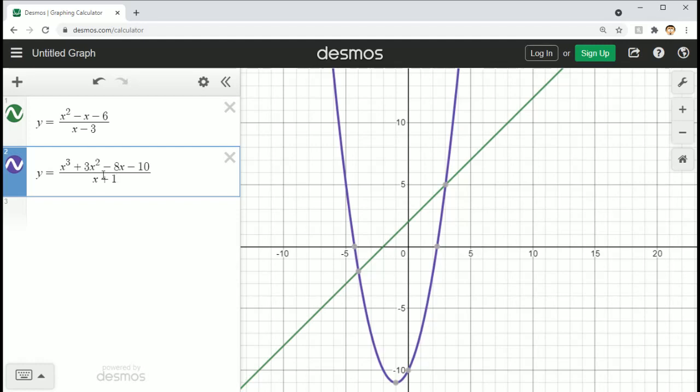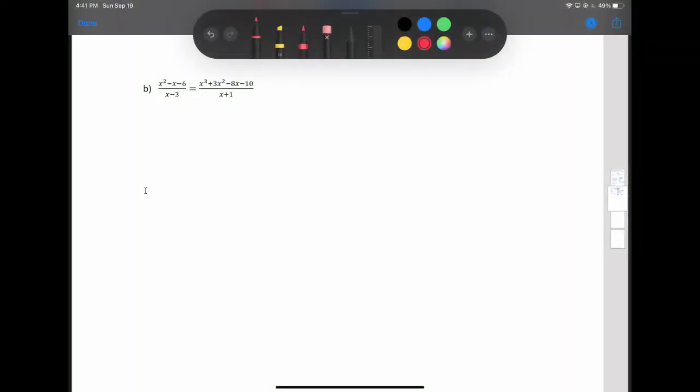Okay, I'm going to flip back for just one moment because I want to remind myself. There are a couple restrictions on this one. Anything that makes the bottom 0. So x cannot be 3 and x cannot be negative 1. Just never want to forget those restriction checks.